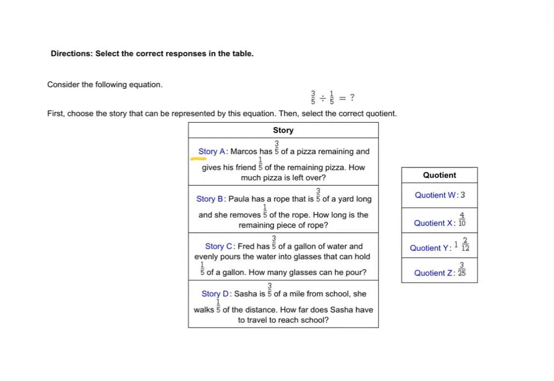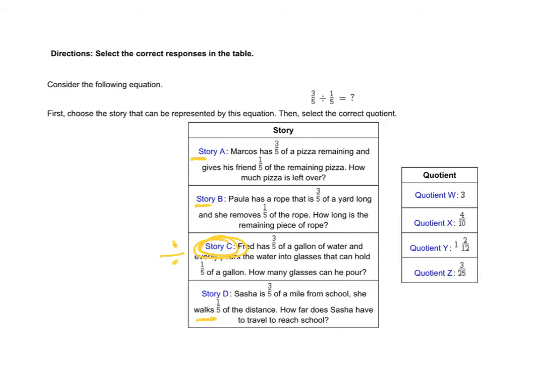Paula has a rope that's 3/5 of a yard long, and she removes 1/5 of the rope. Again, that's subtraction. Fred has 3/5 of a gallon of water and evenly pours the water into glasses that can hold 1/5. That one is going to be division because I'm starting with 3/5 and I'm breaking it up into 1/5 containers. Let's just check D. Sasha is 3/5 of a mile from school. She walks 1/5 of the distance. Again, that's subtraction. So story C is correct.